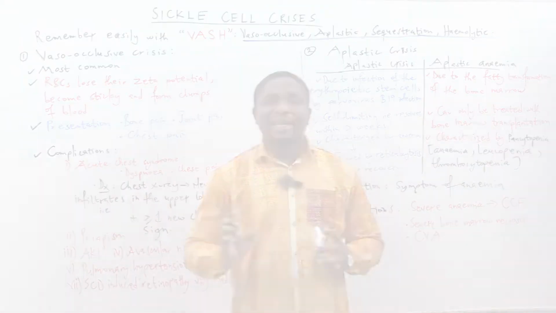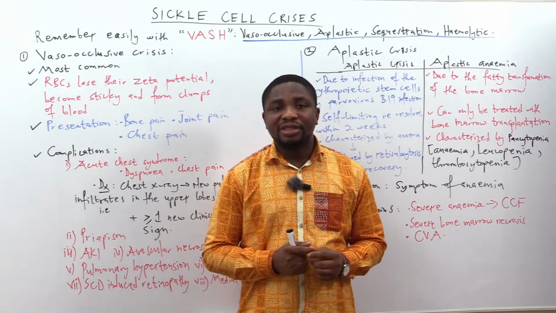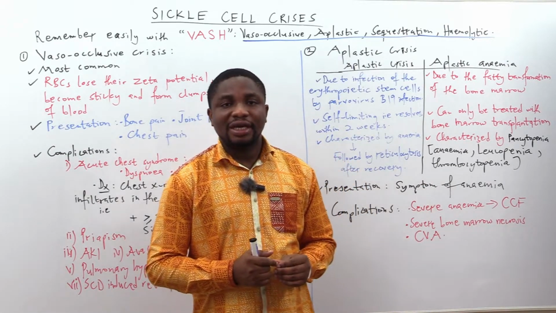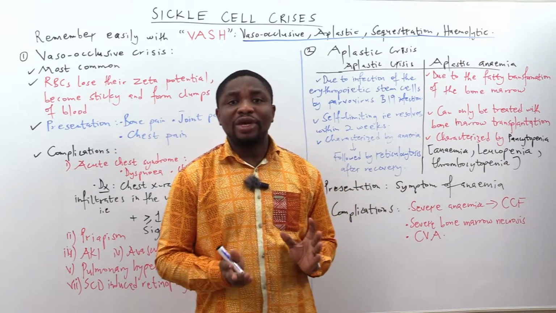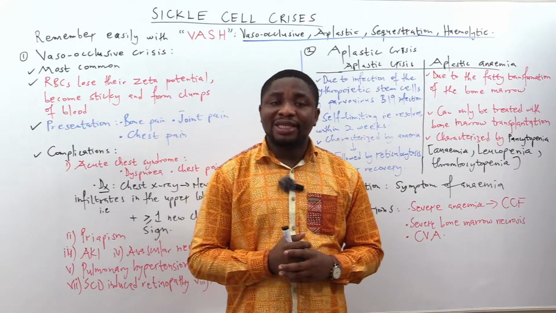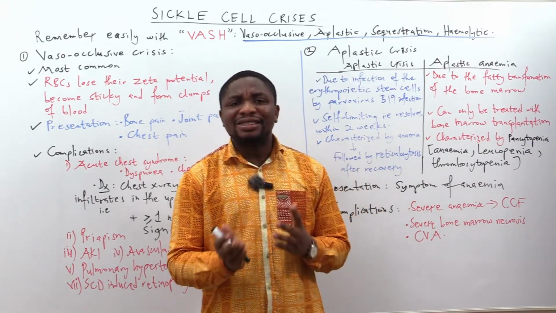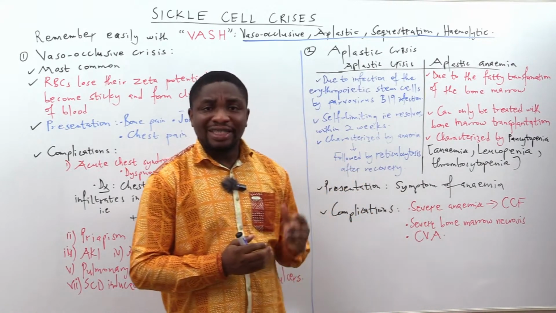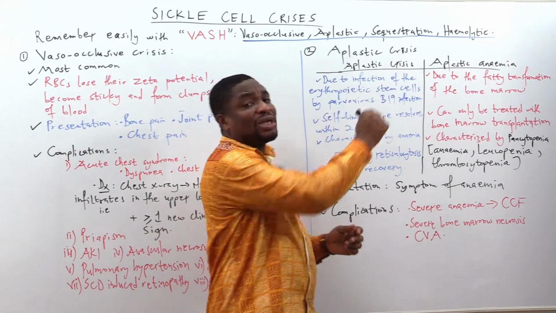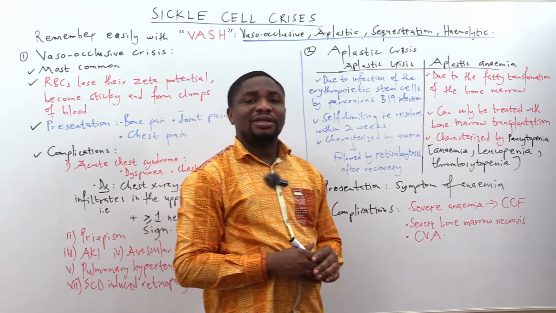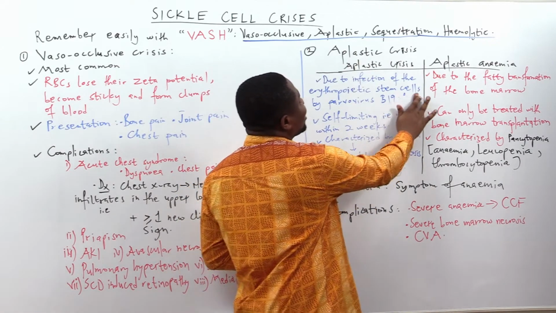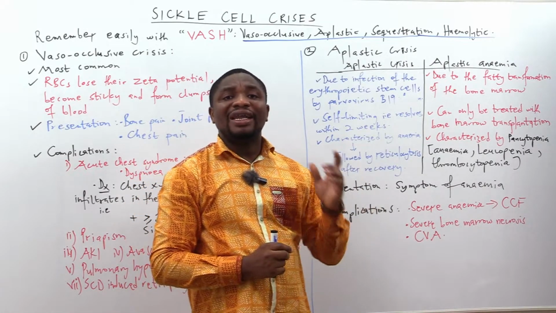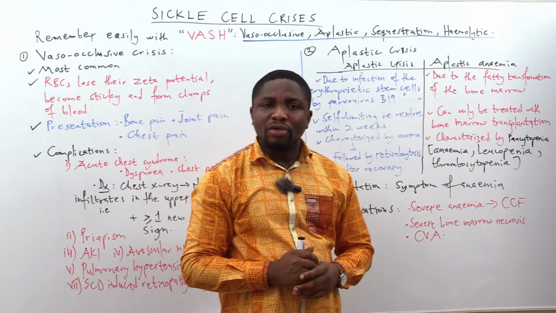For the aplastic crisis, it is caused by the infection of the erythropoietic stem cells by parvovirus B19. With that, let's look at how we can distinguish between aplastic crisis and aplastic anemia, since sometimes they may be falsely used interchangeably, but they are different. With aplastic crisis, as we initially said, it is due to the infection of the erythropoietic stem cells by parvovirus B19. What of the aplastic anemia? Aplastic anemia is due to the fatty transformation of the bone marrow.